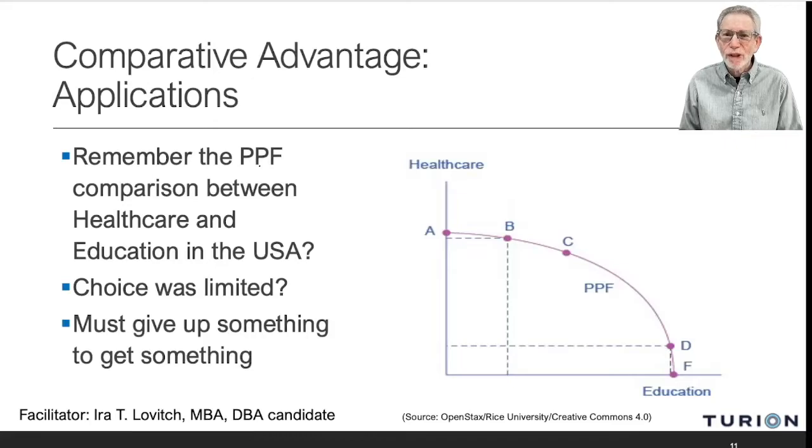So in this case, there's a limitation of choice. In other words, this is a maximum. The maximum is shown on the PPF. There's no way that an individual society can offer more healthcare or education or some points on the curve than it does, because that's the production possibilities frontier.